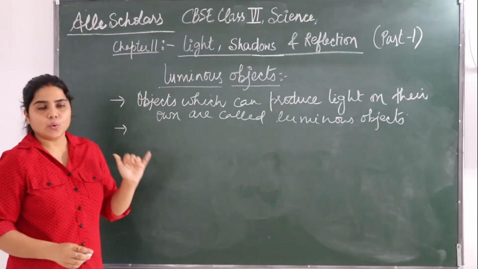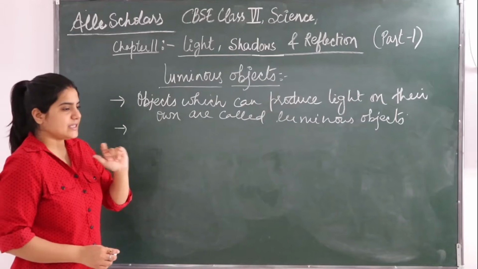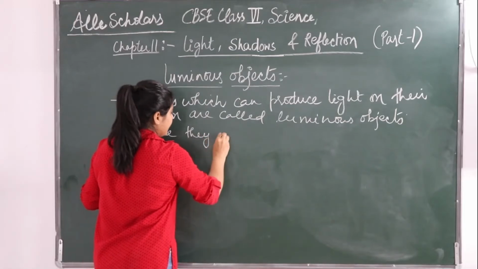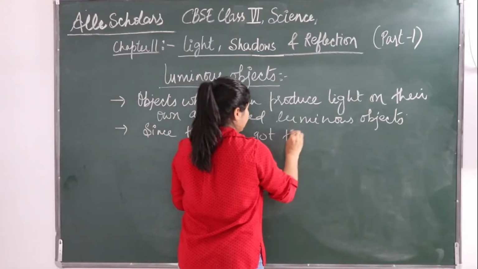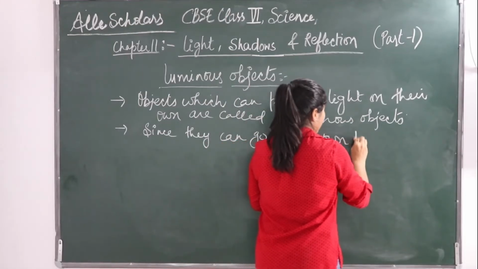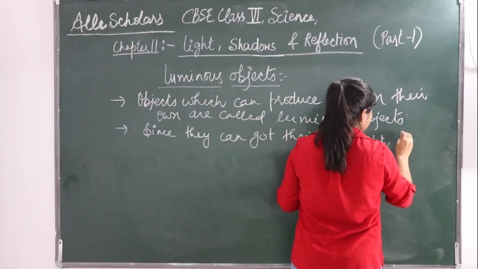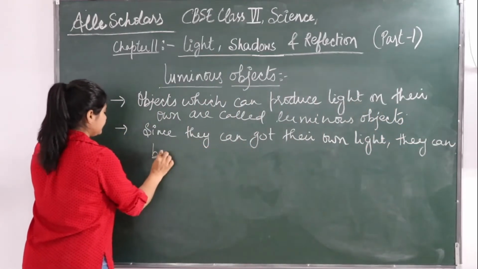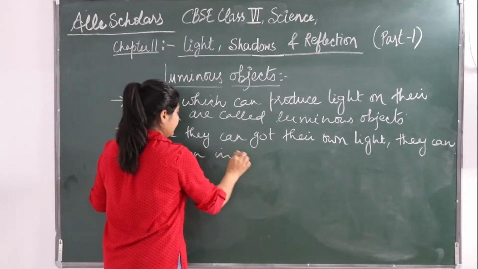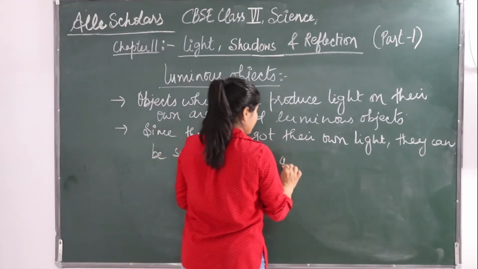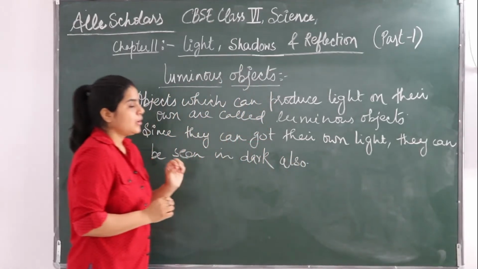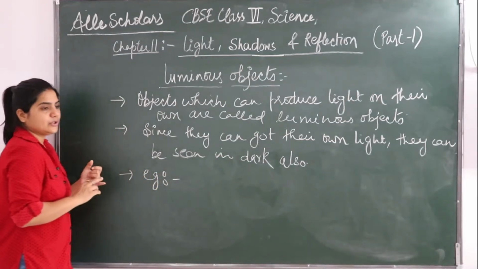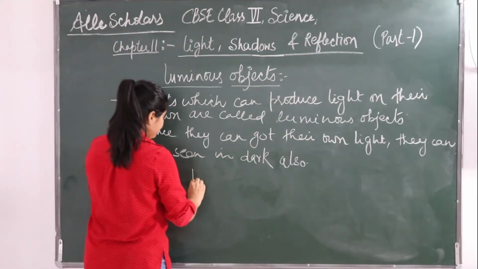Since they have got their own light, luminous objects can be seen in the dark also. Okay? So examples are bulb, tube light, sun, stars, firefly.